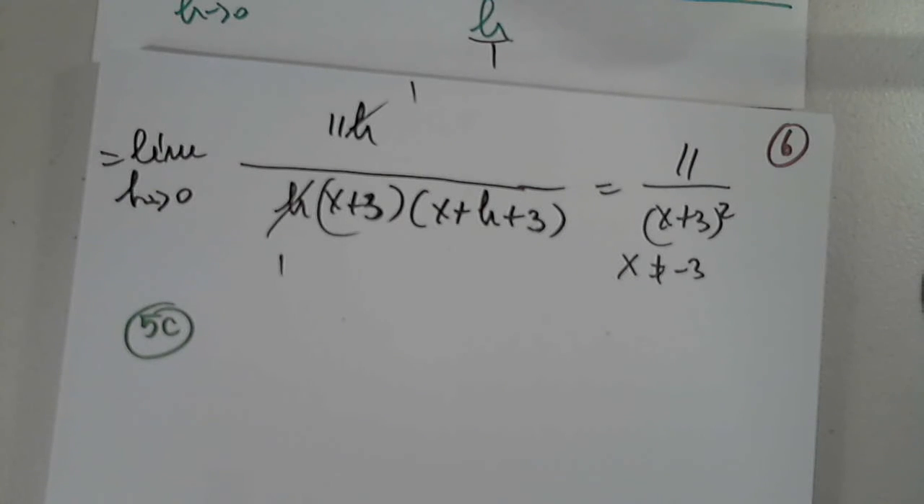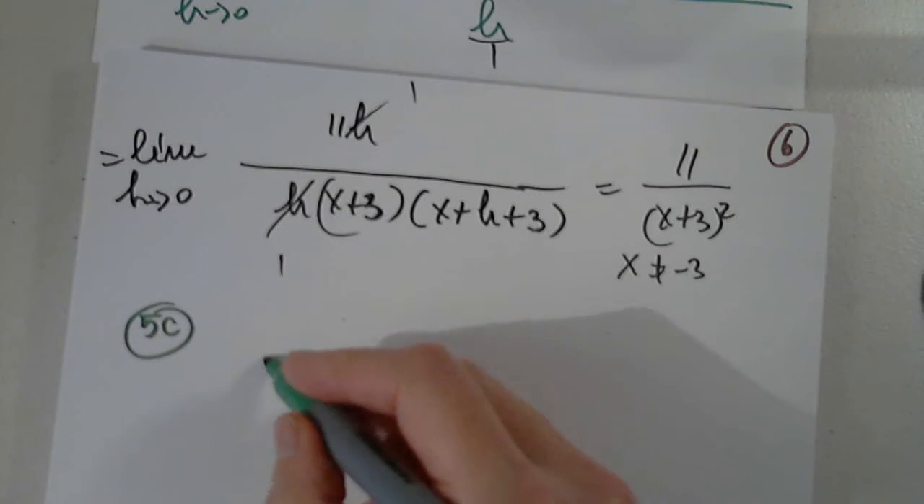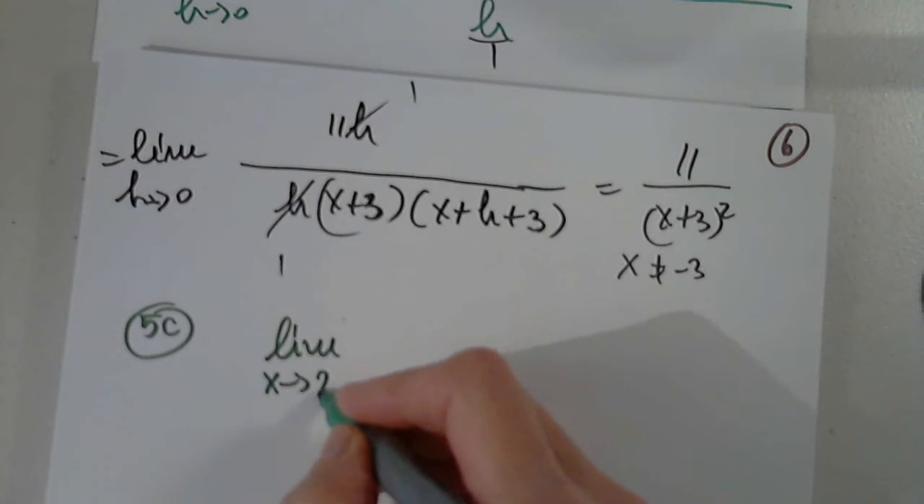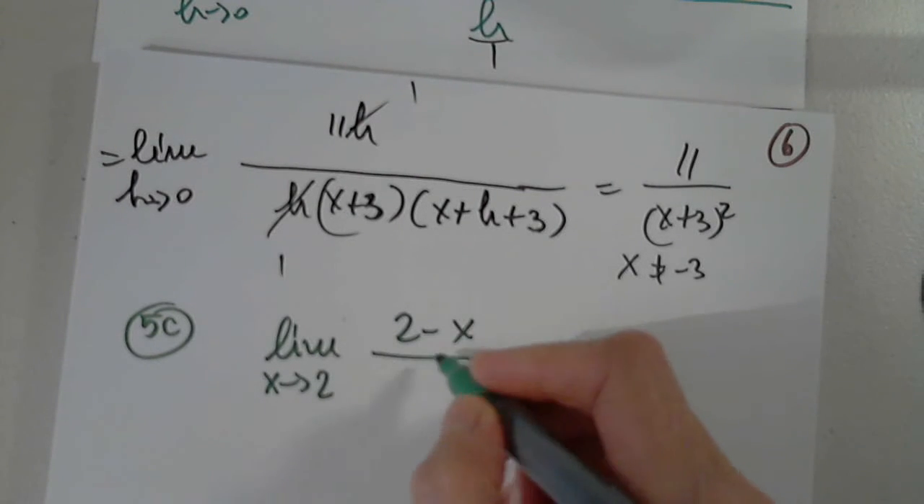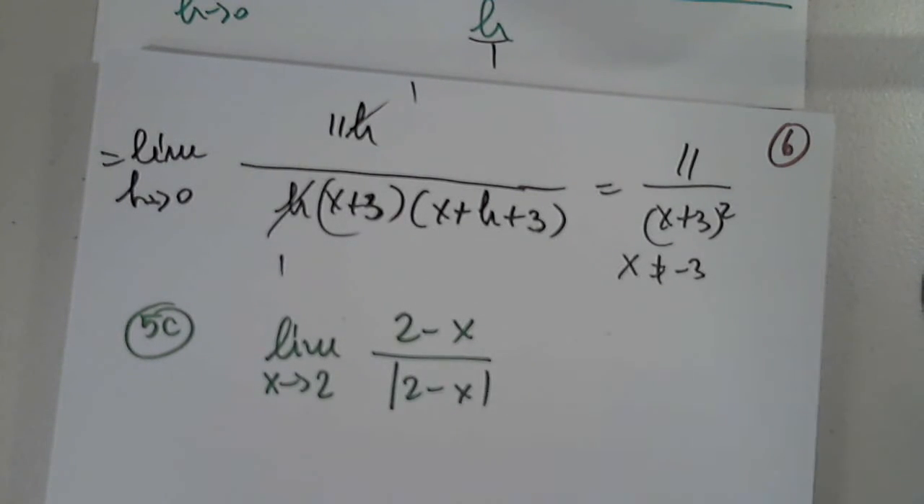So moving on to 5C. Let's see what 5C is asking us to do. Where is 5C? That's 5. Oh, C. Oh, yes. We have the limit as x approaches 2 from the left of (2 minus x) over the absolute value of 2 minus x.